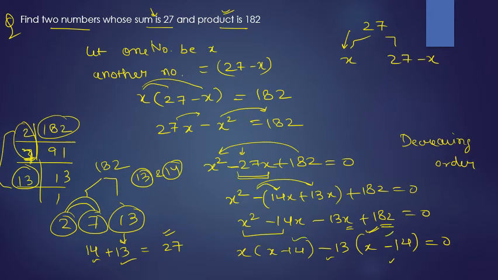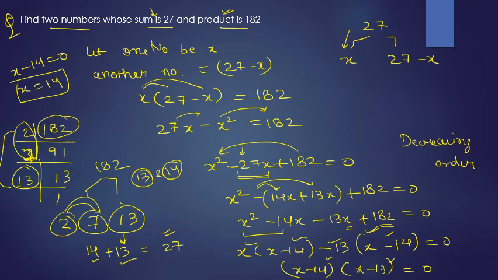Now these two have to be the same, okay? So as to check you are going in the right direction. Then x minus 13. So one time you have to put x minus 14 as 0, so x is 14. And another time x minus 13 as 0, so x is 13. So these are your two numbers, or you can say two solutions, two possibilities.